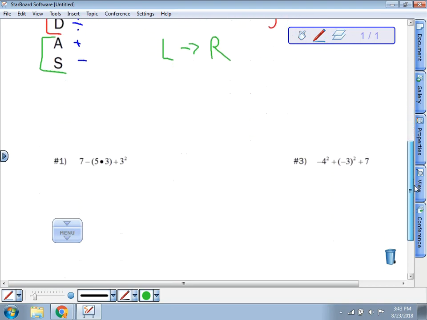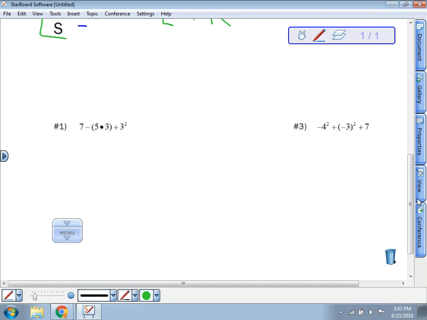So there's problem number 1: 7 minus the quantity 5 times 3 plus 3 squared. Well, first thing first is parentheses. Right here we've got 5 times 3 inside the parentheses. So we're going to rewrite this as 7 minus, now 5 times 3 becomes 15. And then now we can take care of this exponent. Plus 3 squared is 9. Again, 3 squared is 3 times 3. The base times itself however many times the exponent says.